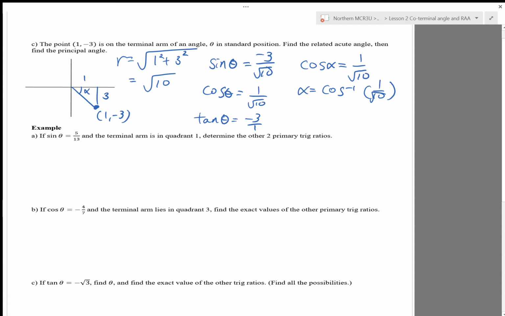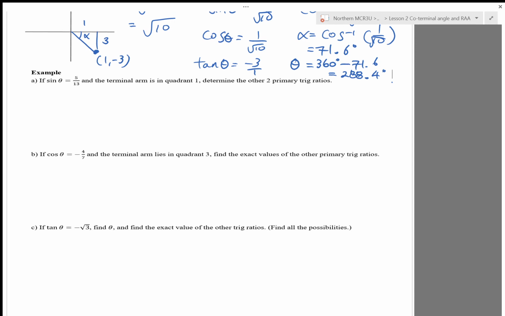And this gives me, now we're almost done, 1 divided by square root of 10, and that gives me 71.6 degrees-ish. And then theta is 360 minus 71.6. What is 360 minus 71.6? That is 288.4 degrees.